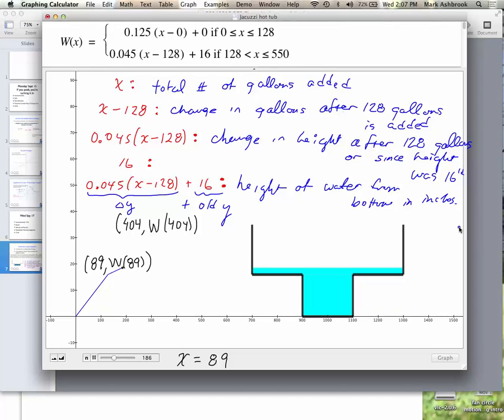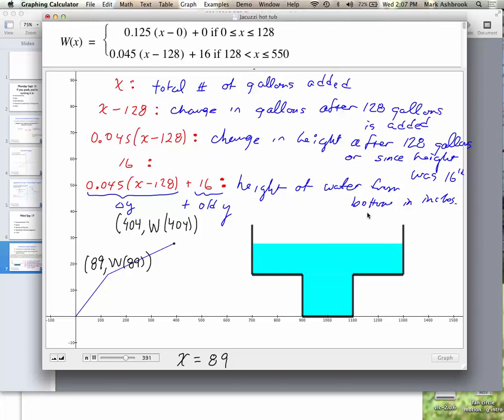Because that's what the function outputs, right? The function outputs the total height of the water. And that's the whole rule for the second part. So it better give us total height of the water. And it does. 16 plus the change in height. Okay, so let's do it.